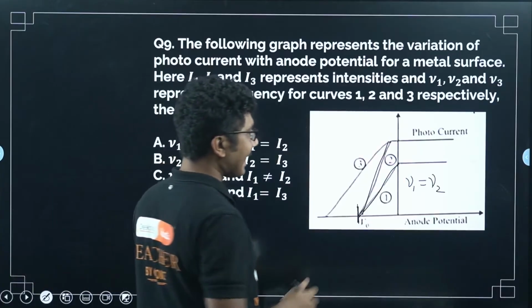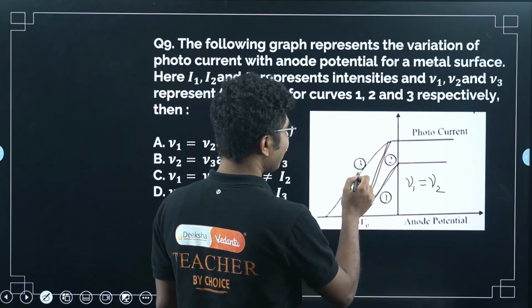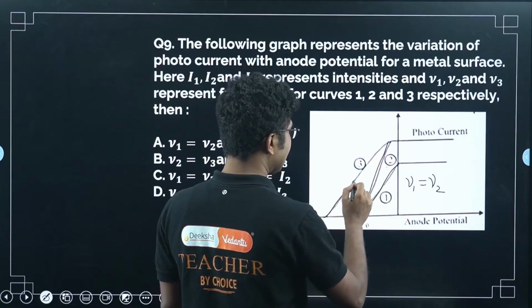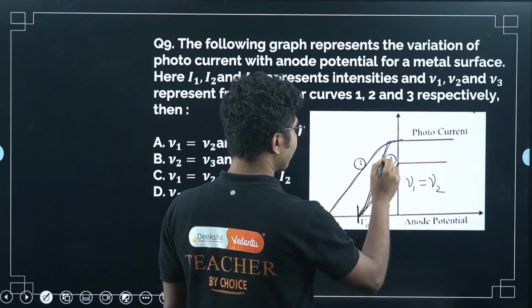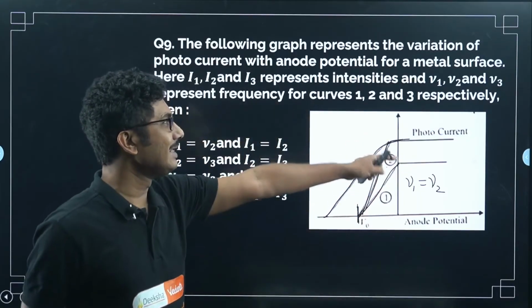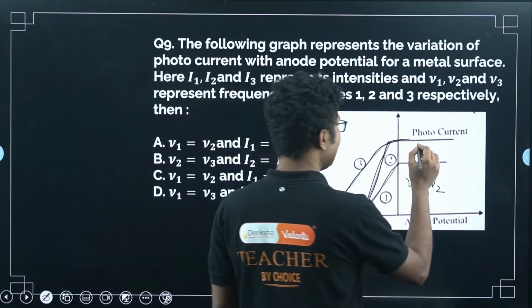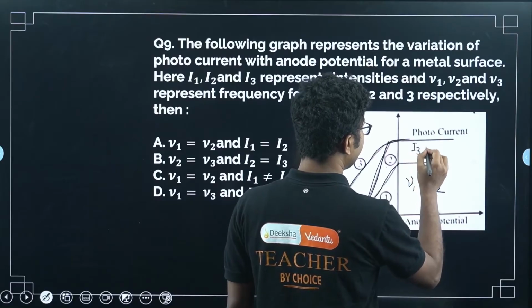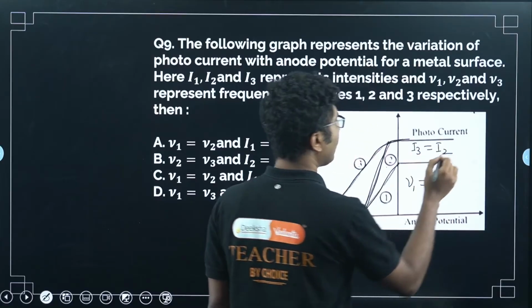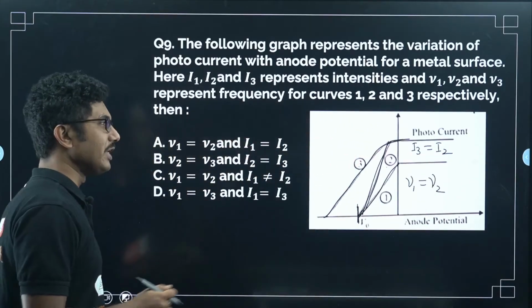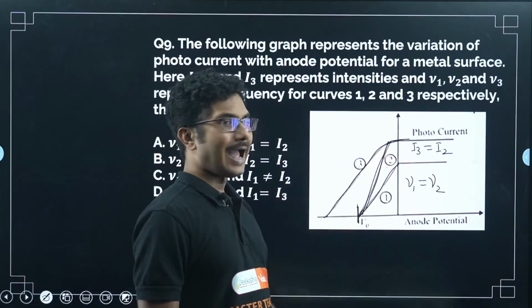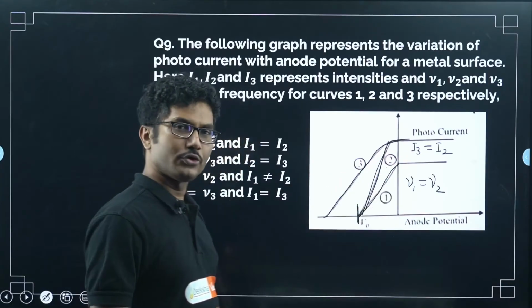Okay, and if you consider 3 and 2, 3 is going here, 2 is also going here. That means they are reaching the same saturation photocurrent. So the intensity of 3 and 2 should be equal. So the intensity of 3 and 2 should be equal and the frequency of 1 and 2 should be equal.